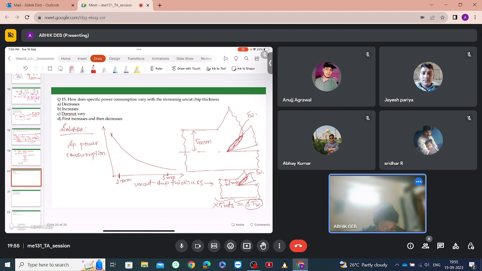As the chip thickness increases, suppose this is 2.5 mm, then we will need only 2 cuts. Then this will be only 2 times the frictional work, so the specific power consumption will decrease, and this will keep on decreasing as we increase the uncut chip thickness. So the specific power consumption decreases with the uncut chip thickness. Have you understood this? Is it clear to everybody? Yes, sir. Any doubt in this? Any doubt?